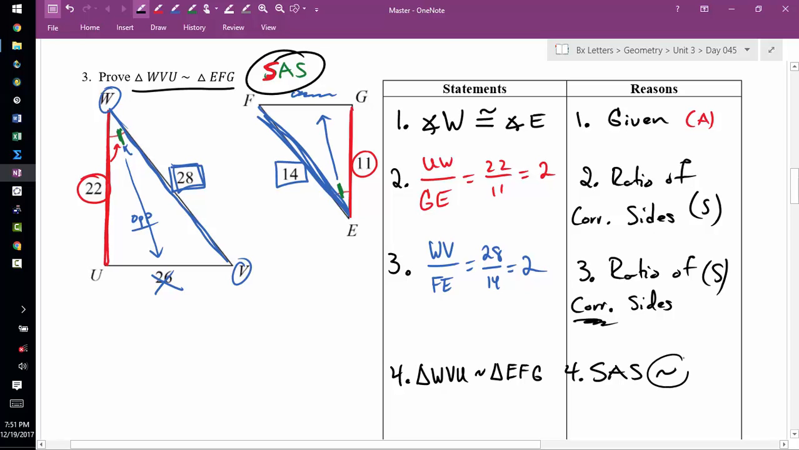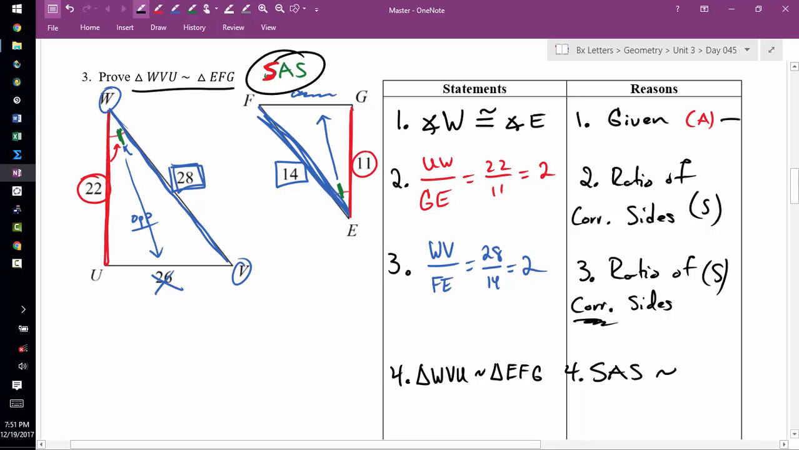You've got to make sure to include that similarity symbol, because in 2 units we're going to be talking about another proof that's called side angle side, but that's for congruence. So similarity requires the symbol. Congruence is understood to be without the symbol.